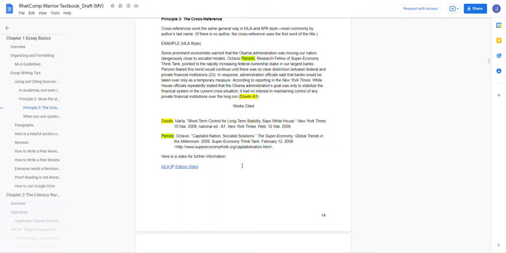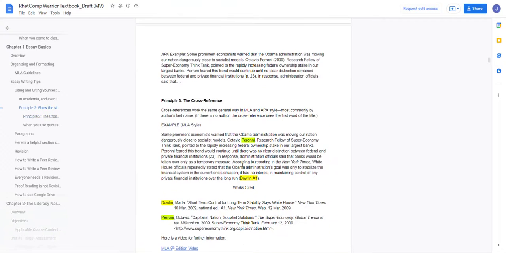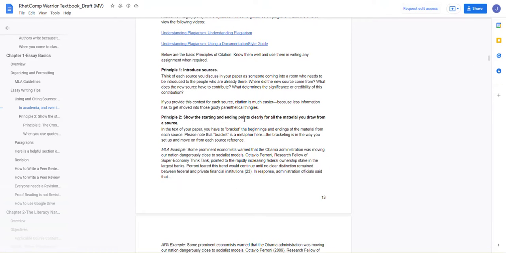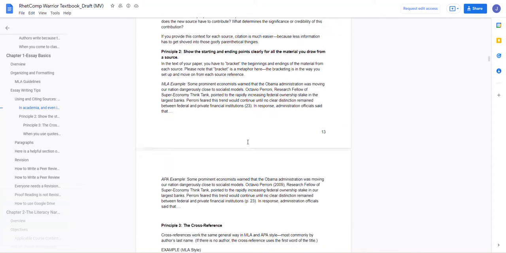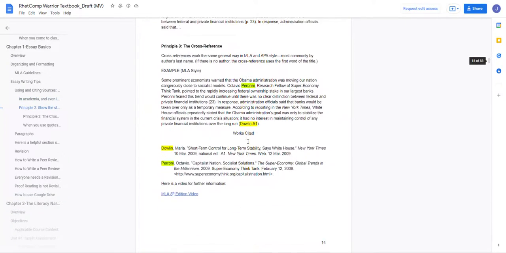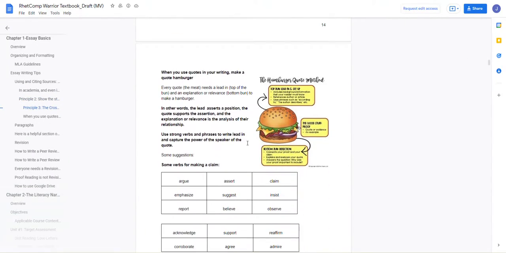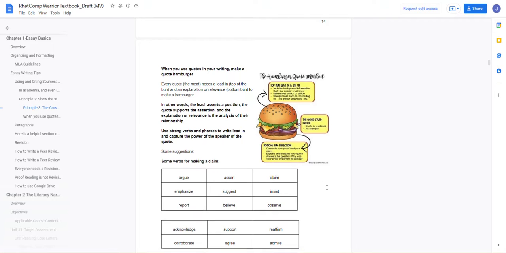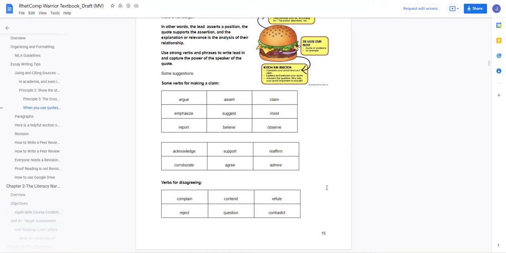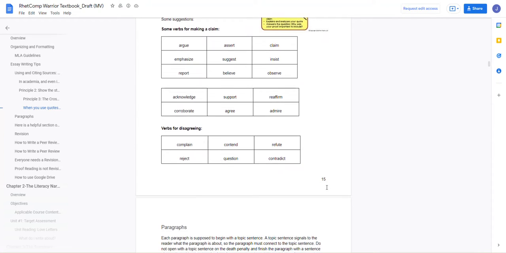You are required to have 3 outside sources that have to be integrated, not only in text into your particular paragraphs like we have here in the example, but more so when we talk about the quote hamburger, on how you write your lead-ins and topic sentences for your quotes to begin your paragraphs. Then the quote would be integrated into the paragraph, and the bottom of the bun here is your reflection and commentary. I provide you a list of verbs to help make claims in your proposal argument.